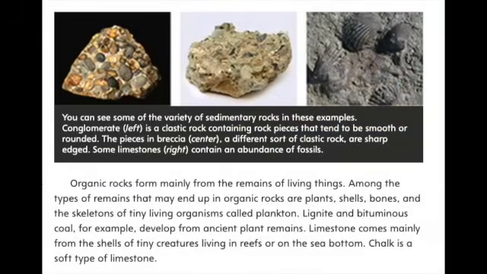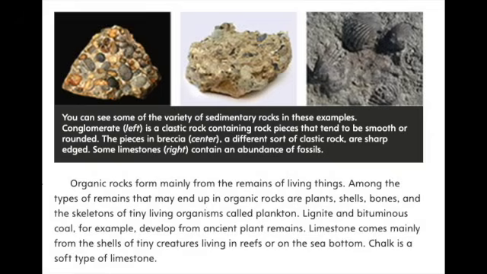You can see some of the variety of sedimentary rocks in these examples. Conglomerate, left, is a clastic rock containing rock pieces that tend to be smooth or rounded. The pieces in breccia, center, a different sort of clastic rock, are sharp-edged. Some limestones, right, contain an abundance of fossils.